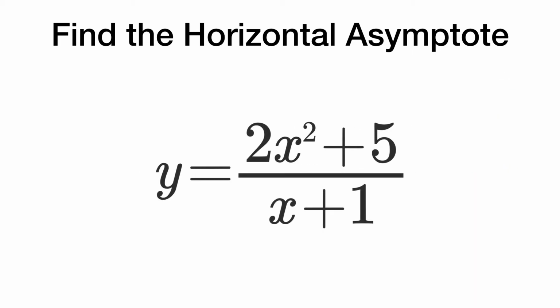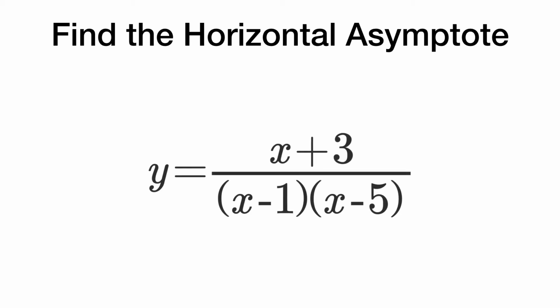All right, let's try another one. In this case, if you look, my top degree is 2, my bottom degree is 1. That means bigger on top, none. All right, let's look at our third one. So in this case, even though we can't see it, this is really x times x, or x squared. So that means bigger on bottom, which means y equals 0. BOBO.